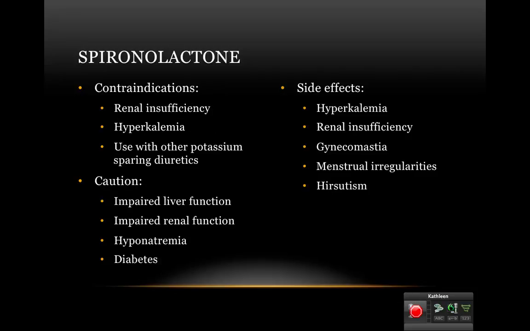Spironolactone is contraindicated with renal insufficiency, high K, or use with other potassium-sparing diuretics. So you got to be careful of high K. Side effects are, they can be high potassium with this. I'm sorry, I said low potassium. It's high potassium with spironolactone. And then renal insufficiency, gynecomastia, hirsutism, menstrual irregularities, caution with patients with impaired liver function, impaired renal function, low sodium, or diabetes. And hirsutism is excessive growth of hair in an abnormal distribution.